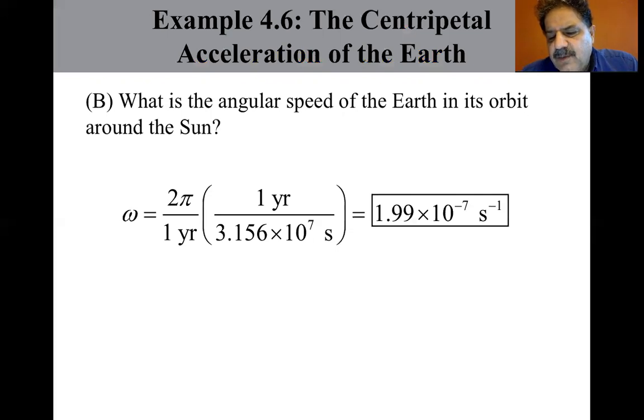We see that the angular speed of the Earth is very small, which is to be expected because the Earth takes an entire year to go around the circular path once. Okay? Now this ends our discussion of particle in uniform circular motion. Next, we'll be tackling section 4.5, tangential and radial acceleration.